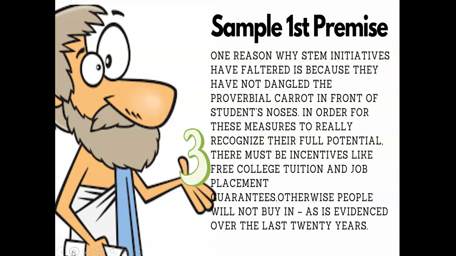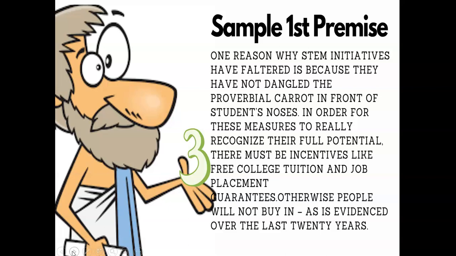One reason why STEM initiatives have faltered is because they have not dangled the proverbial carrot in front of students' noses. In order for these measures to really recognize their full potential, there must be initiatives like free college tuition and job placement guarantees. Otherwise, people will not buy in, as is evidenced over the last 20 years. Right? So that's a clear reason why.